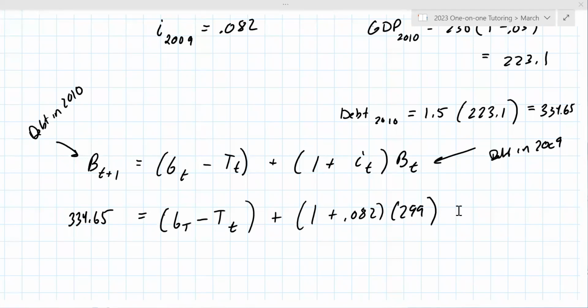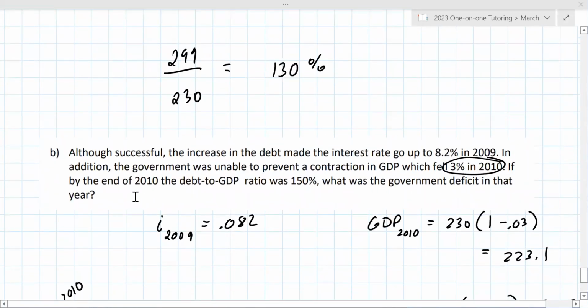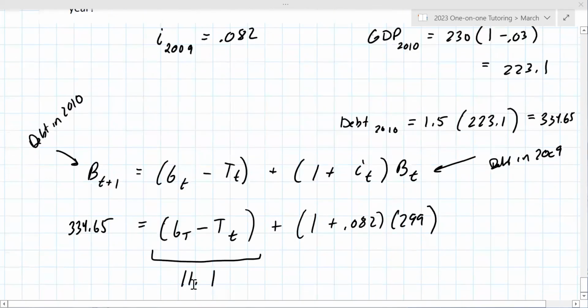Okay, so when you solve for it, it is 11.1, like it says there. But that's not the answer. There's always like this extra little thing. It says, what was the government deficit in that year? The deficit is, wait, percentage of, I think it's missing some words in the actual question. The question says, what was the government deficit in that year? That is the answer we have.